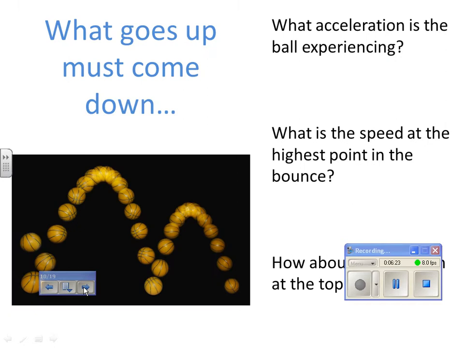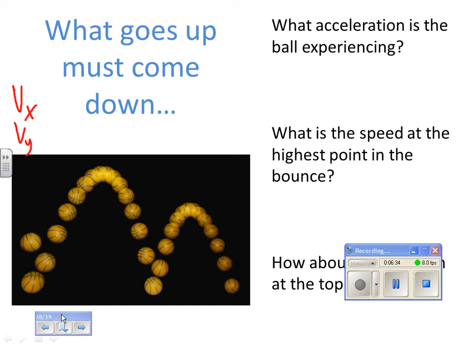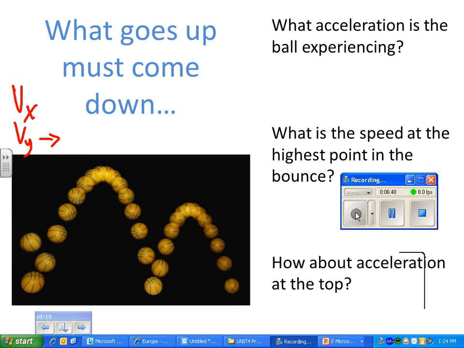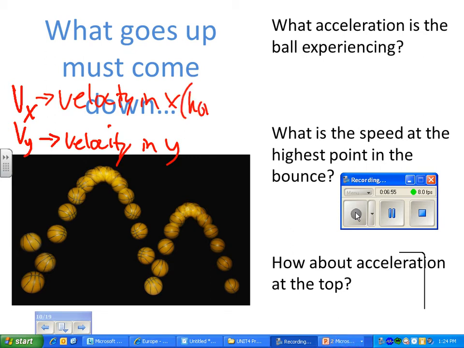For example, here's your basketball. What's really good about this is we're going to talk more and more about what we call V sub x and V sub y. We'll get into that on the next slide. But start realizing the V sub y would be the velocity in the y direction, or the vertical velocity. V sub x would be the velocity in the x direction, or horizontal velocity. And once again, the V sub y is vertical velocity.